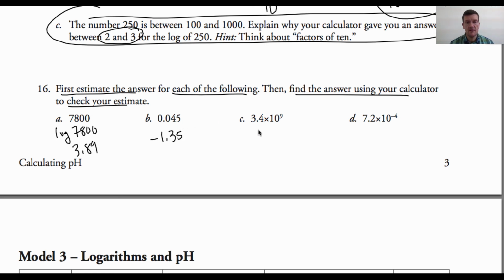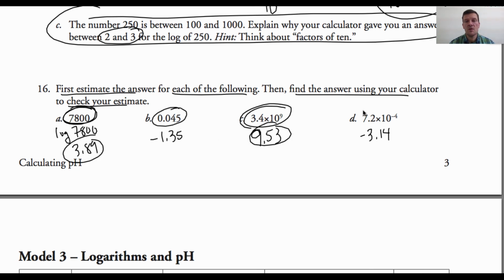And the log of 3.4 times 10 to the 9 is 9.53. And the log of 7.2 times 10 to the negative 4 is negative 3.14. Okay? So do notice here, these values that are greater than 1 are going to have positive log values. If they're less than 1, you're going to have negative log values.